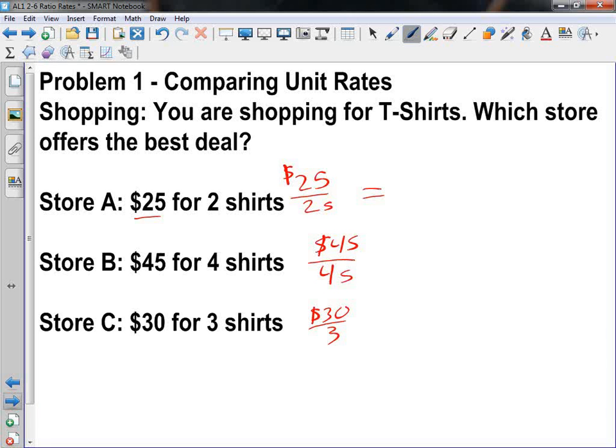Takeda, so this is 12.5, and this is dollars per shirt, right? Good. Store B, let's ask Alex, how am I going to find out store B?